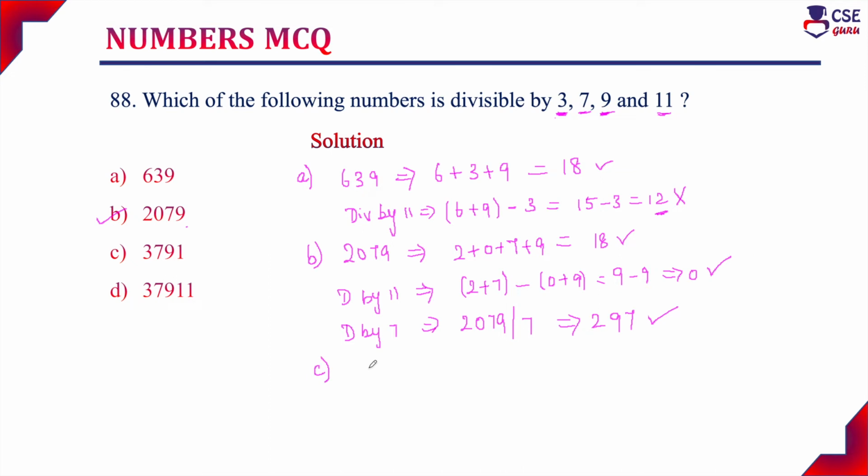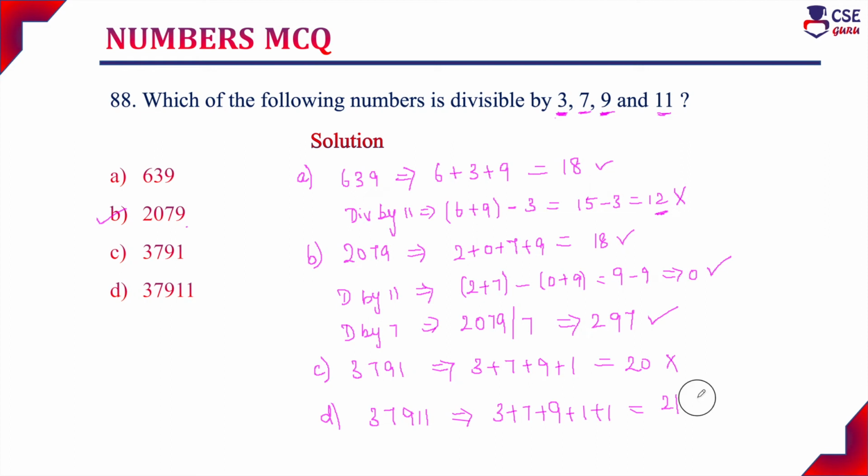So option C, if you are checking 3791, the divisibility rule for 3 is the sum of the digits should be divisible by 3. So it is 20. No, it's not divisible by 3. And option D, if you are checking 37911, the sum of the digits is 3 plus 7 plus 9 plus 1 plus 1. That is equal to 21. Yes, it is divisible by 3.